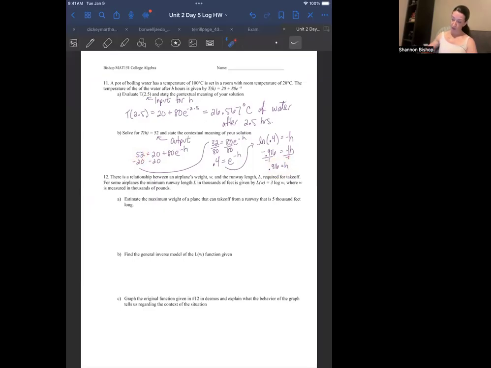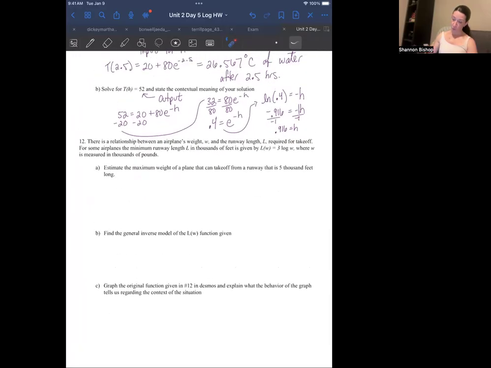Okay, last but not least, number 12. The relationship between an airplane's weight, which is W, and the runway length that it needs for takeoff is a logarithmic function. For some airplanes, the minimum runway length L, which is in thousands of feet, is given by this formula right here, and variable W stands for the thousands of pounds that the airplane might weigh. So part A: estimate the maximum weight of a plane that can take off from a runway that's 5,000 feet long. So 5,000 feet long is the length of the runway.